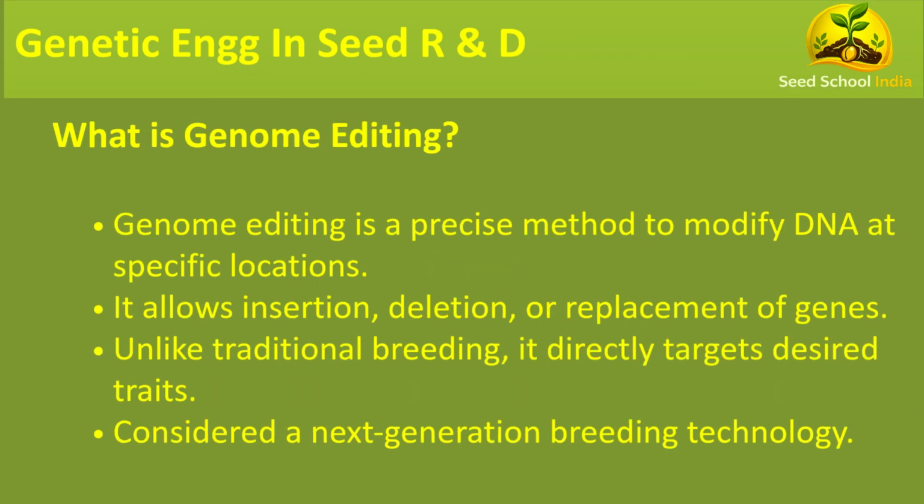Genome editing is an advanced molecular technique that allows scientists to precisely modify the DNA of an organism at specific locations. Unlike traditional breeding, which involves mixing entire genomes, genome editing targets individual genes responsible for desired traits. It enables insertion, deletion, or modification of DNA sequences, making it a highly efficient and targeted approach. This precision makes genome editing a powerful tool in modern plant breeding.